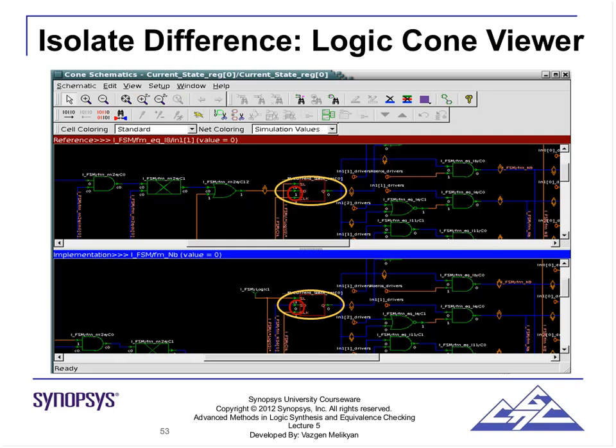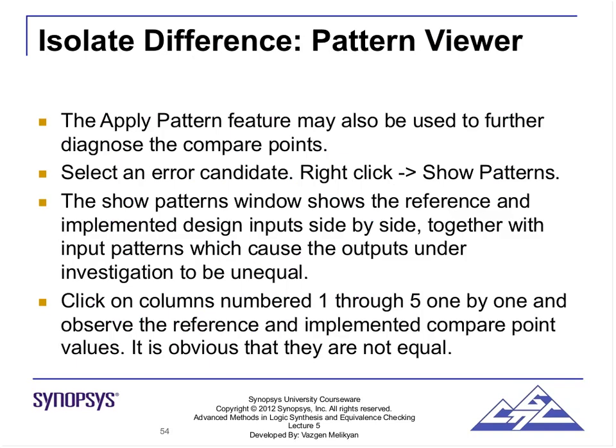As you see, debugging a logic cone is not an easy job, it's a big logic cone. It will tell you where the mismatch is. So it is telling me here that at the data pin, there is a 0 and there is a 1. The 0 and 1 come from a vector that Formality generates for you. So the pattern viewer, the apply pattern feature, is used to diagnose. You can right click and say show patterns. It will show you the reference and implemented design inputs side by side, together with input patterns which cause the outputs to be unequal. This is the vector that Formality generates to prove that the logic cones are not equivalent. So again you can use the features in the GUI to debug it further.